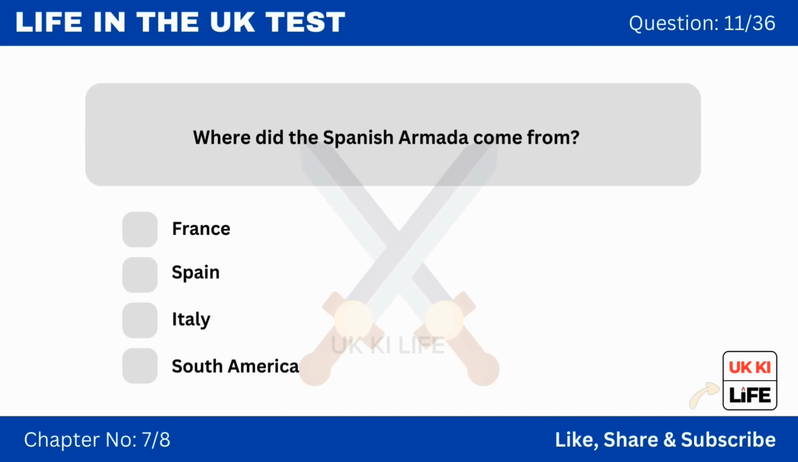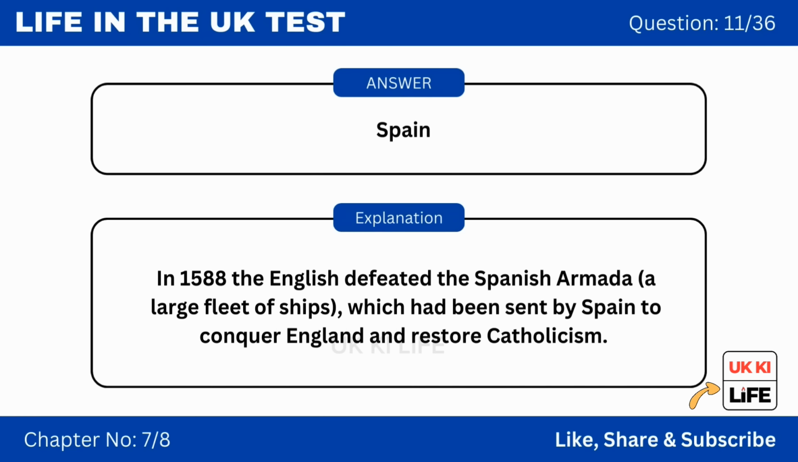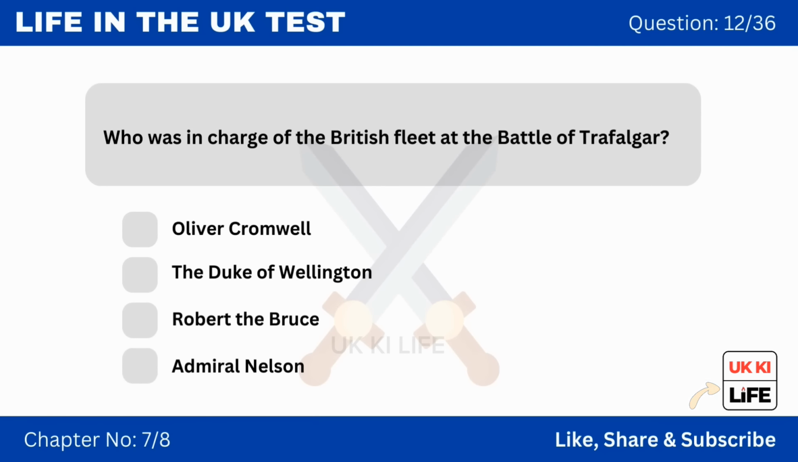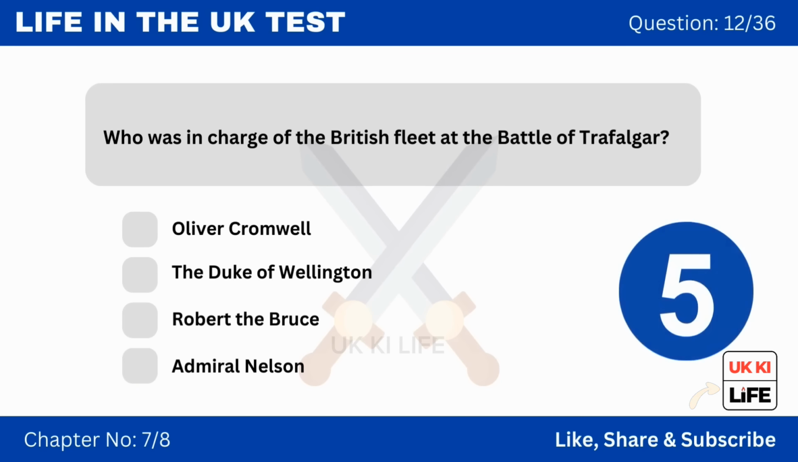The correct option is B. Explanation. In 1588 the English defeated the Spanish Armada, a large fleet of ships, which had been sent by Spain to conquer England and restore Catholicism. Question 12. Who was in charge of the British fleet at the Battle of Trafalgar? Oliver Cromwell, the Duke of Wellington, Robert the Bruce, Admiral Nelson.